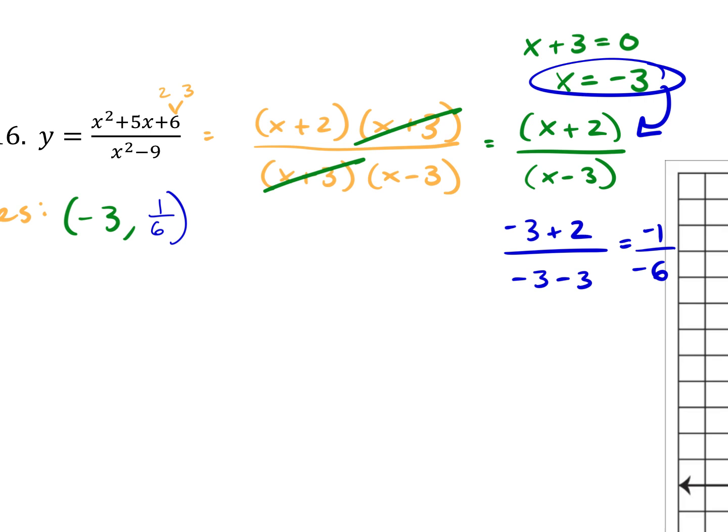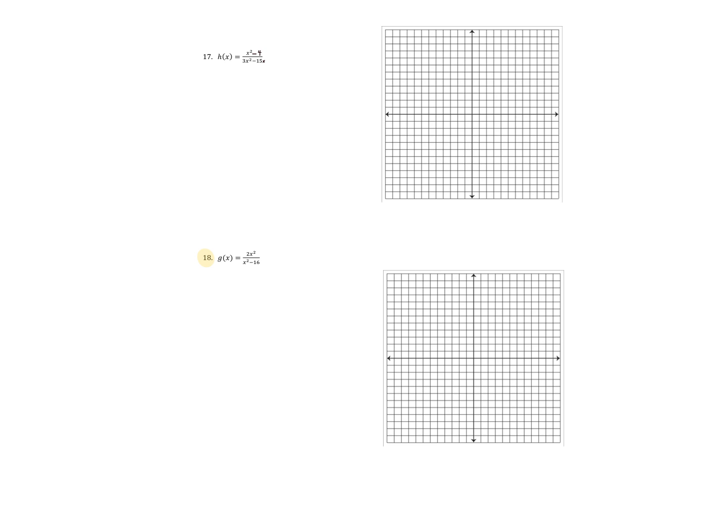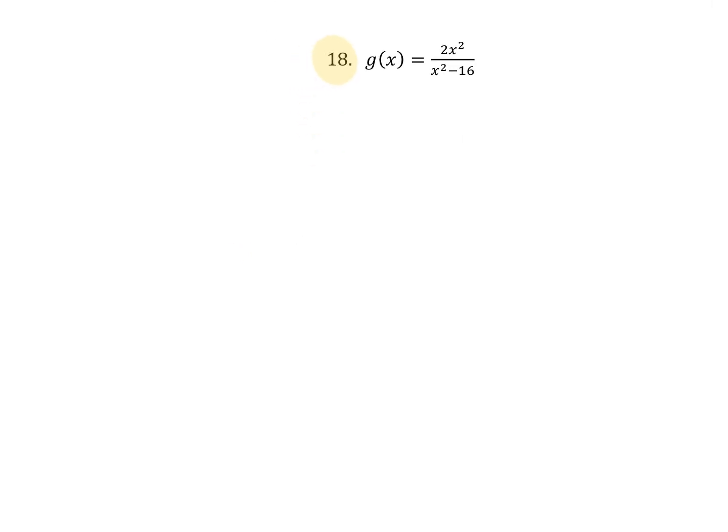So what you cross out, set it equal to 0, plug it back into the simplified version to find the whole. So 18, we're going to find everything. Let's find our horizontal asymptote, vertical asymptote, domain, the zeros, the y-intercept, and holes.